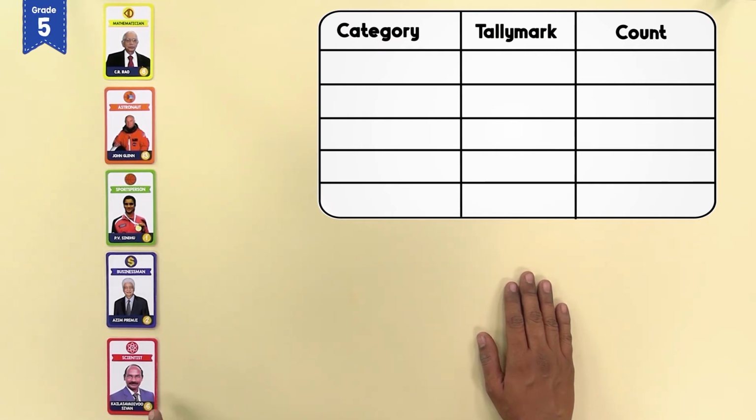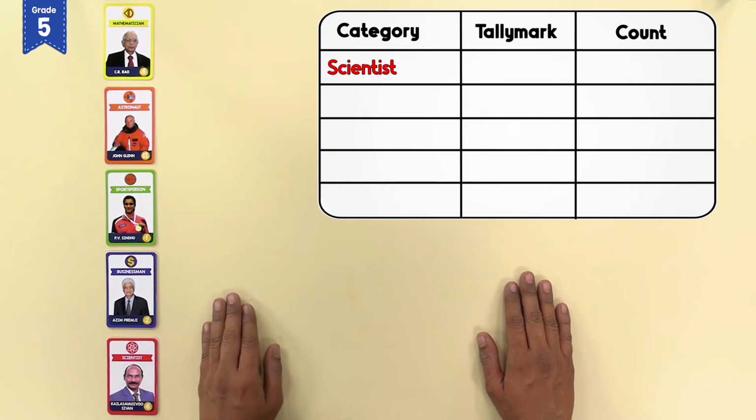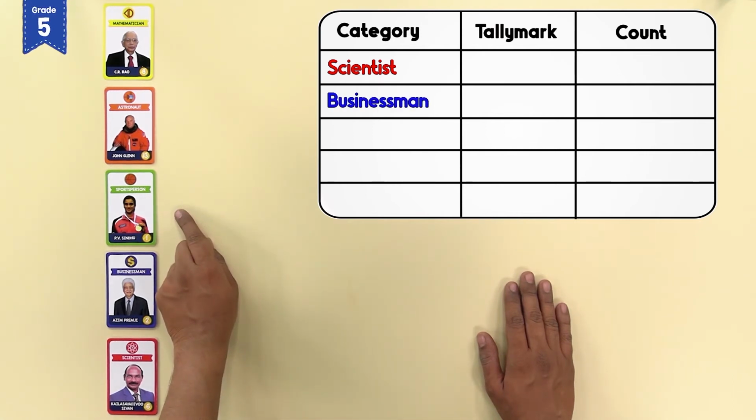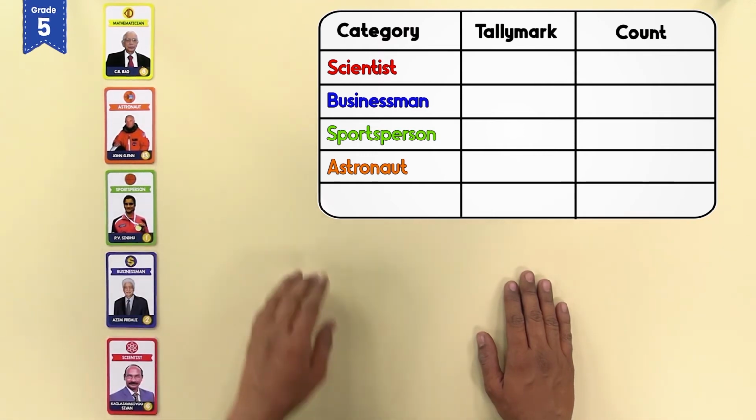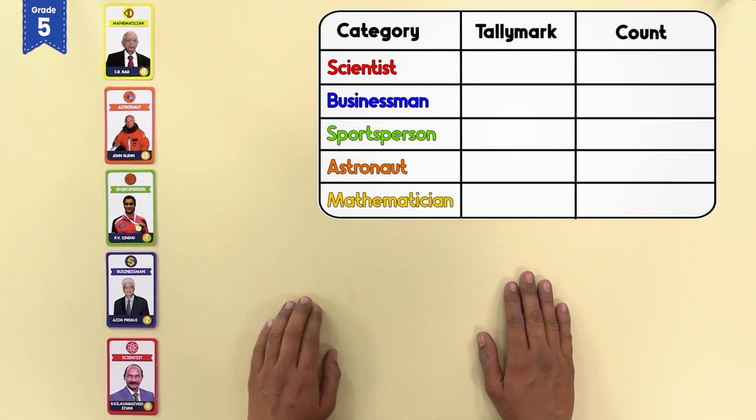The red cards are of the category scientist. The blue cards are of the category businessman. The green cards are of the category sportsperson. The orange cards are of the category astronaut. And the yellow cards are of the category mathematician.